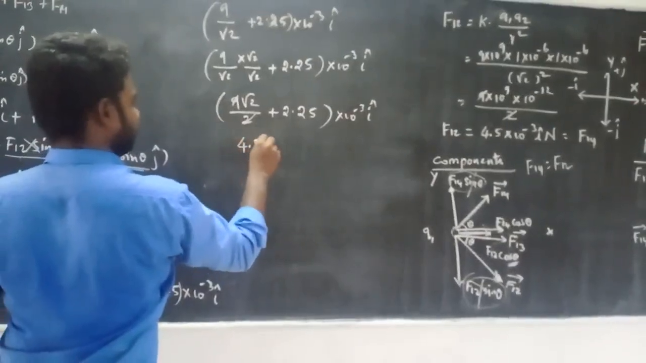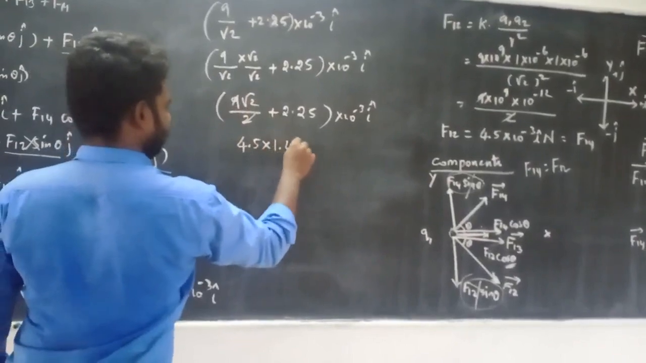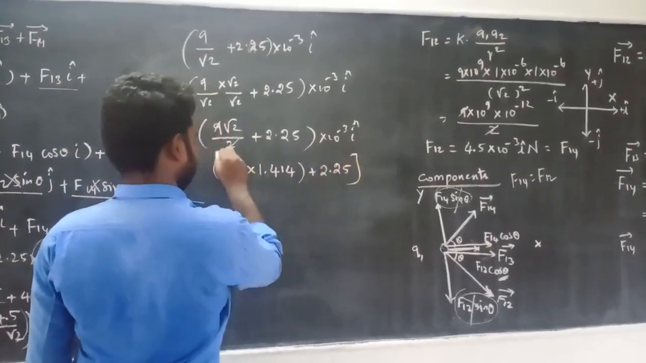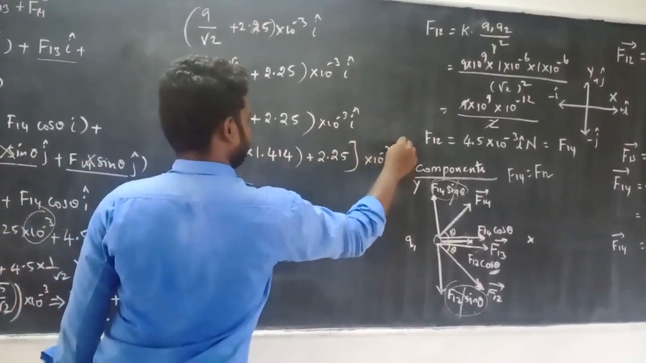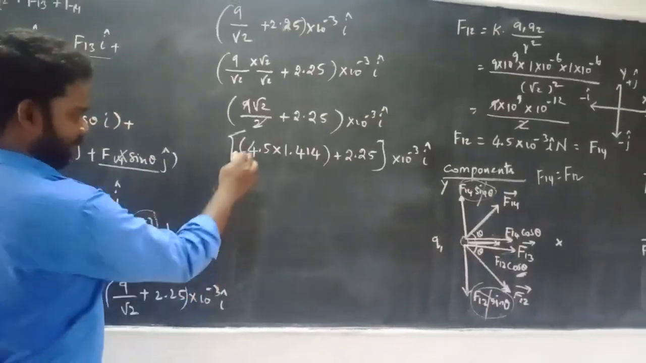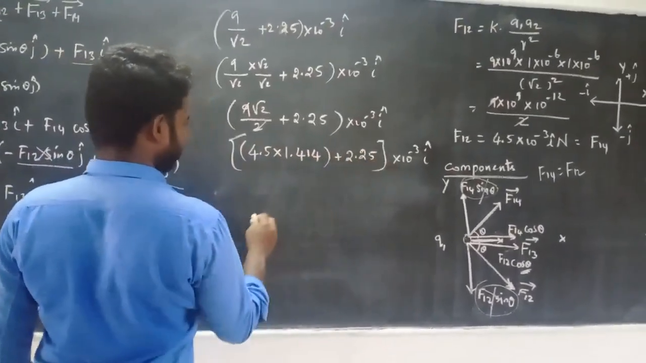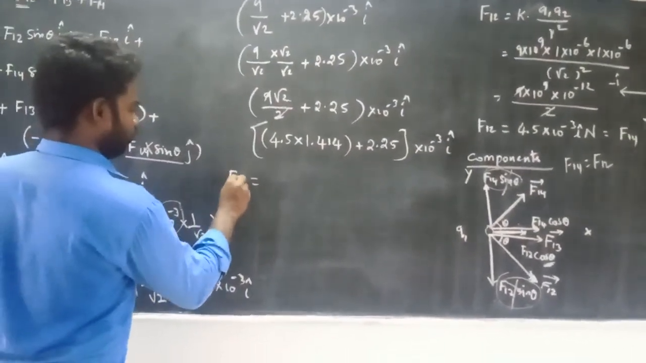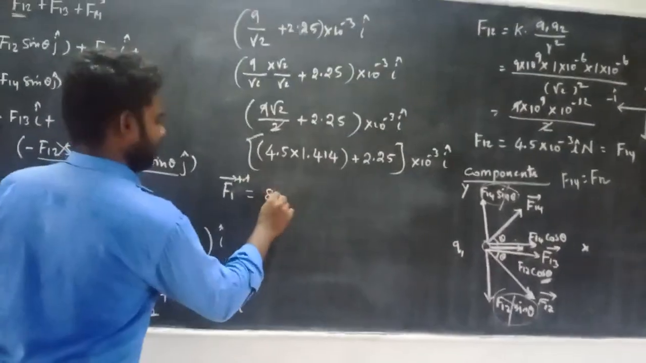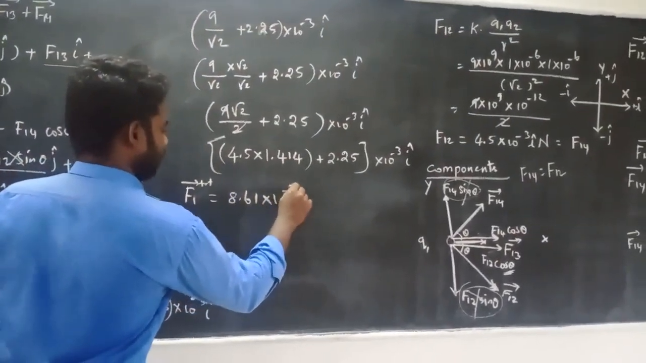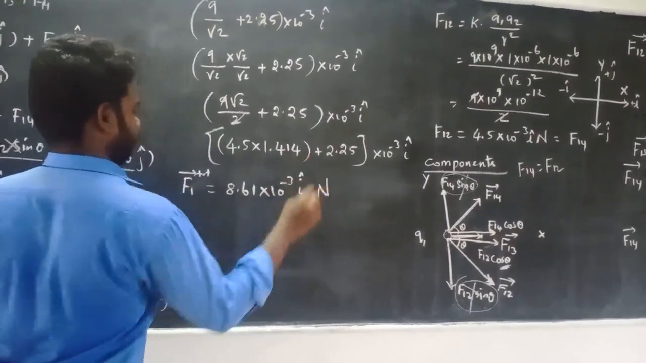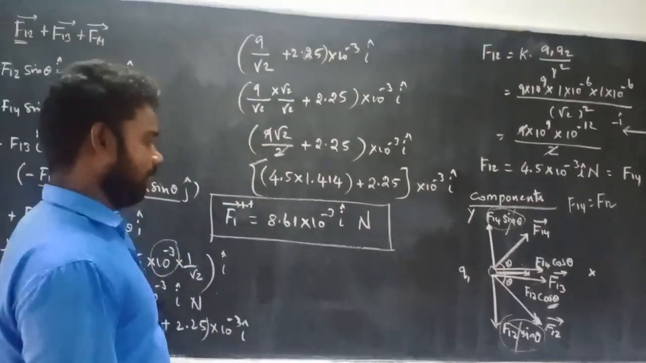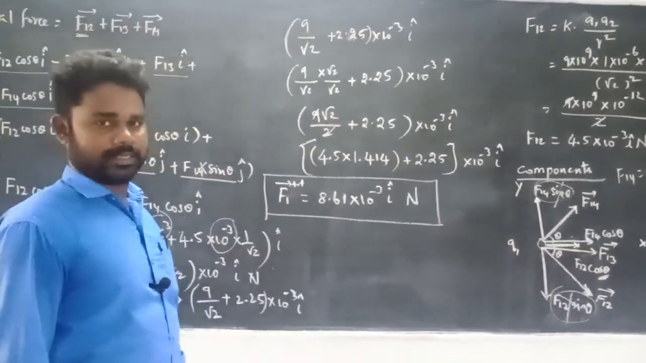So 4.5 into the value of root 2, which is 1.414, plus 2.25, into 10 to the power of minus 3 i cap. So you can multiply them and add 2.25. The value is found as: the total force value is 8.61 into 10 to the power of minus 3 i cap Newton. So this is the total force acting on the first charge due to the other three charges. Thank you, children.